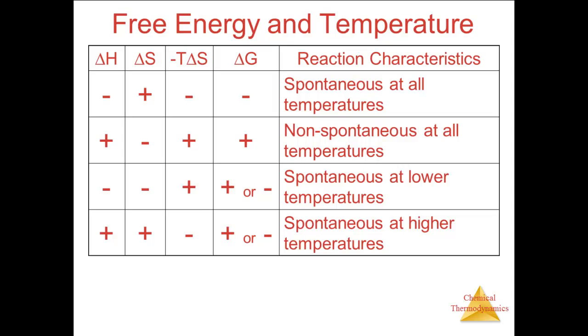If both delta H and delta S are positive, then delta G will be negative above a particular temperature and positive below that temperature. So the reaction will be spontaneous above that temperature and not spontaneous below that temperature. In both of the last two cases, at the particular temperature, the system will be in equilibrium because delta G will be zero.